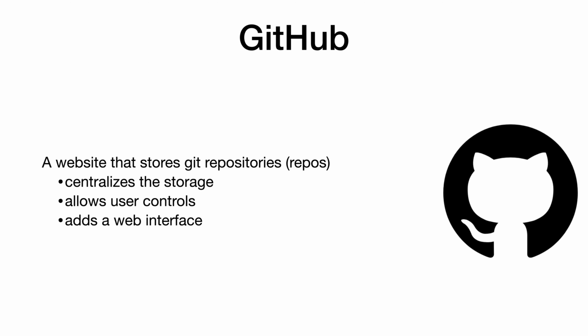GitHub, on the other hand, is a website that stores Git repositories, or repos, as we call them. It's centralized storage, allows user control, allows classrooms, which we'll be utilizing this semester, and it adds a nice web interface to Git, but it is not Git, right? It's separate. It utilizes Git, but it's basically just a website that stores it.